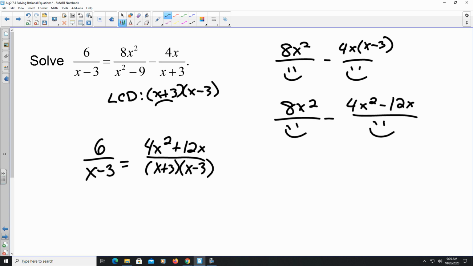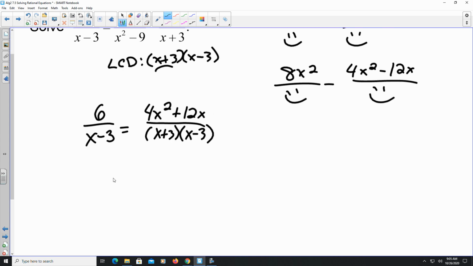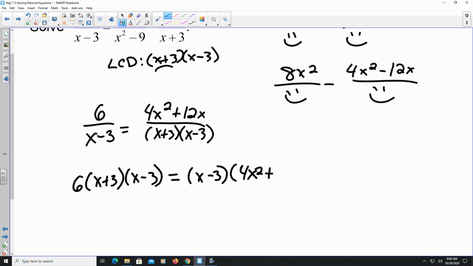Okay, so if I do the cross products here, this turns into 6 times x plus 3 times the quantity of x minus 3. This is going to be equal to x minus 3 times the quantity of 4x squared plus 12x. I already notice that this x minus 3 and x minus 3 are the same, so they cancel out to be 1. I can factor this out. Let's see if that'll help us at all.